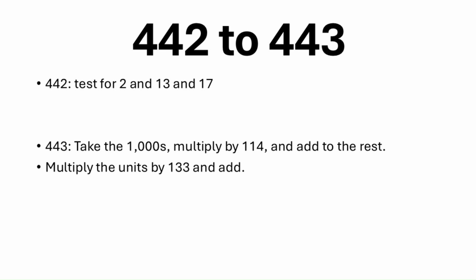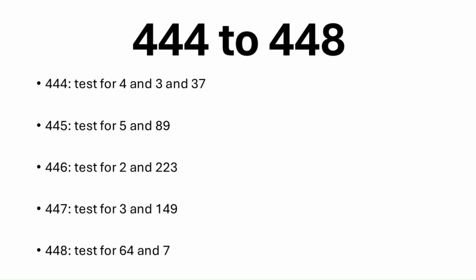443, take the 1000s, multiply by 114, and add to the rest. Multiply the units by 133 and add. 444, test for 4 and 3 and 37. 445, test for 5 and 89. 446, test for 2 and 223. 447, test for 3 and 149. 448, test for 64 and 7.